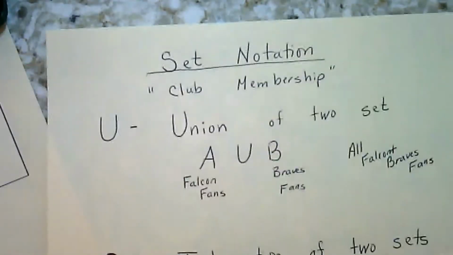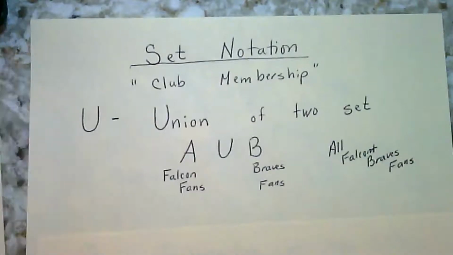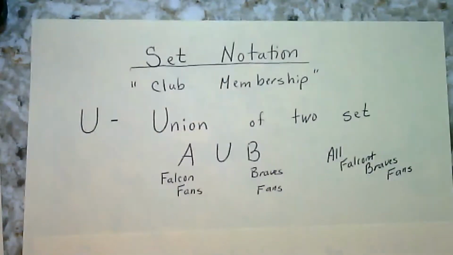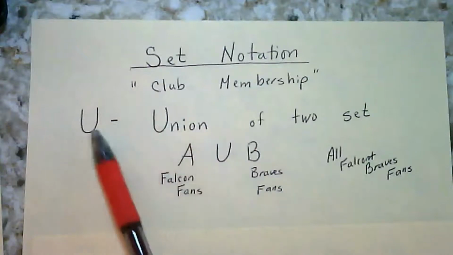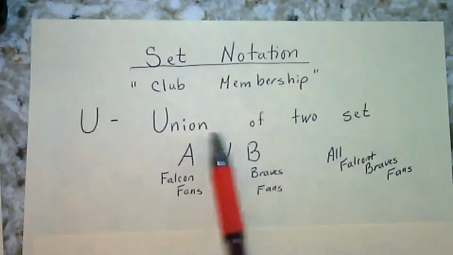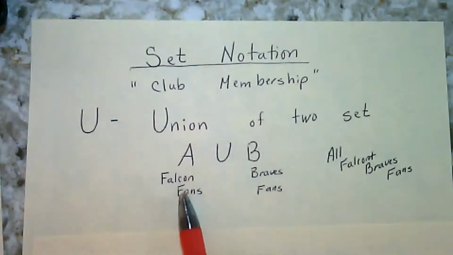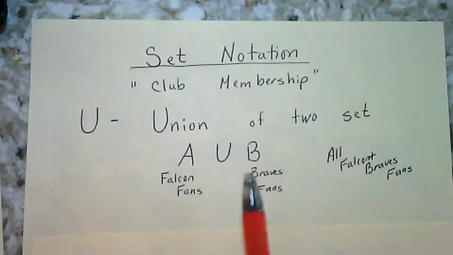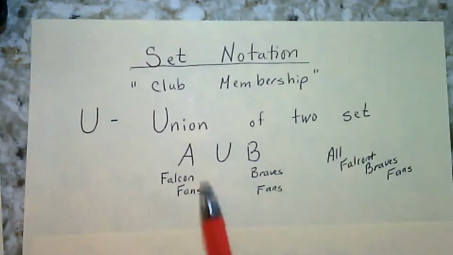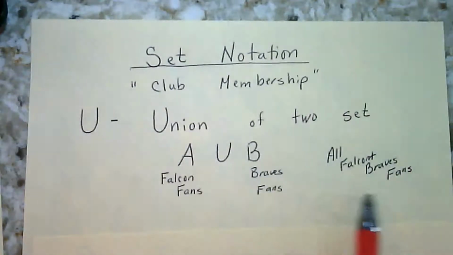All right, so I'm going to talk about set notation. In set notation, I'm going to use an analogy of being in a club. A symbol with a capital U means union of two sets. It means you're in either club. So if there's a club of Falcon fans and a club of Braves fans, A union B is all the Falcons fans and all the Braves fans together.